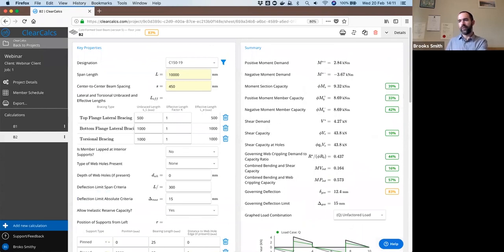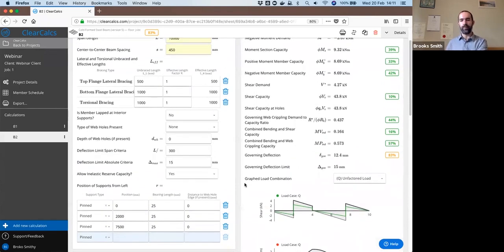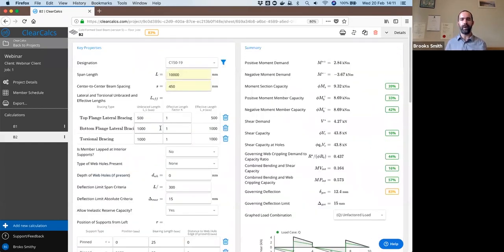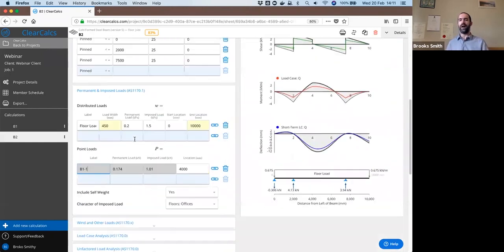So a question of whether the added beam that we put in there for B1 is providing lateral bracing. The calculation on this sheet right now is basing all of its bracing calculations upon the first table that you have here. So assuming your lateral bracing at the top flange 500 millimeters, the bottom flange 1,000 millimeters, and torsional 1,000 millimeters.